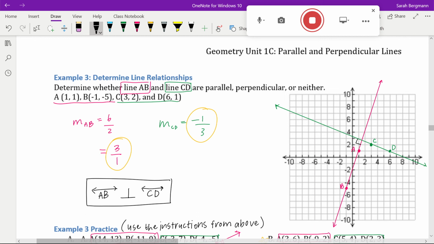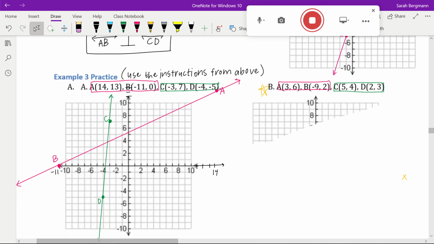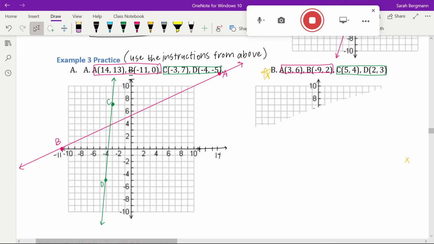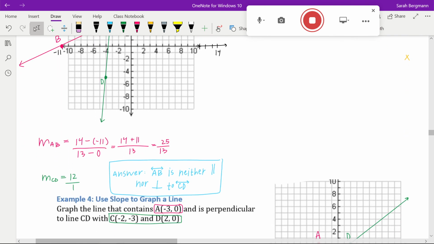All right, try the practice problem below. Use these same instructions that we just used. Here's the correct answer for A. I want you to do B on your own.